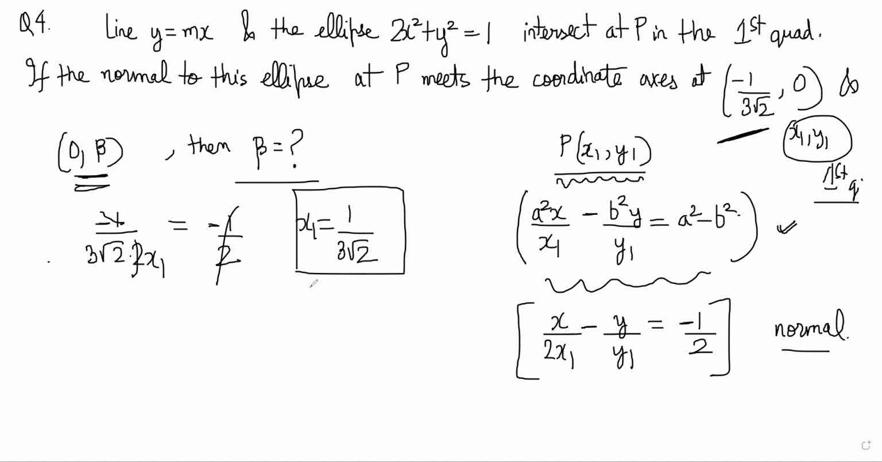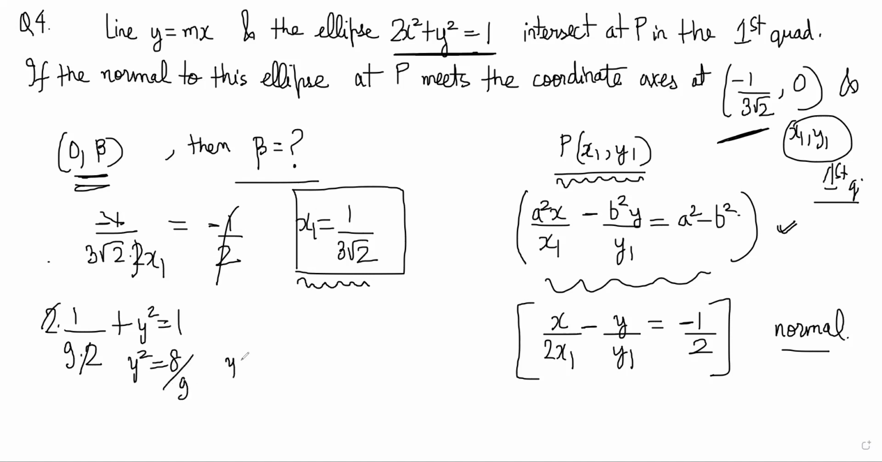If I get x1, I can get y1 from here, right? So 2 into 1 by 9 into 2, plus y square is 1. So y square is 8 by 9. So y is equal to 2 root 2 by 3, right? So x1, y1 is 1 by 3 root 2 comma 2 root 2 by 3.